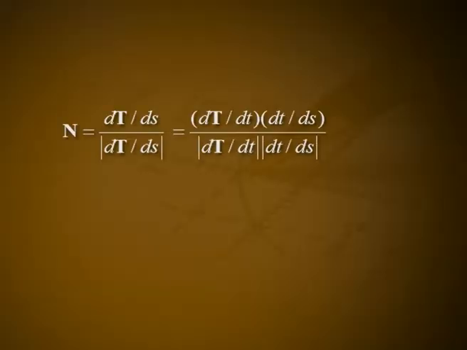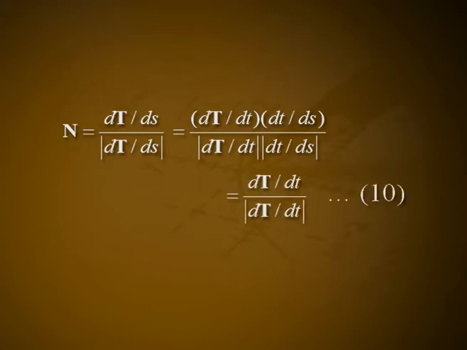the arc length parameter for a smooth curve r(t) equals f(t) i plus g(t) j is defined with ds/dt positive. So ds/dt equals mod ds/dt, and the chain rule gives N equals (dT/ds) by mod (dT/ds), which equals (dT/dt)(dt/ds) by mod (dT/dt)(dt/ds), which equals (dT/dt) by mod (dT/dt), equation number 10. This formula enables us to find N without having to find kappa and s first.